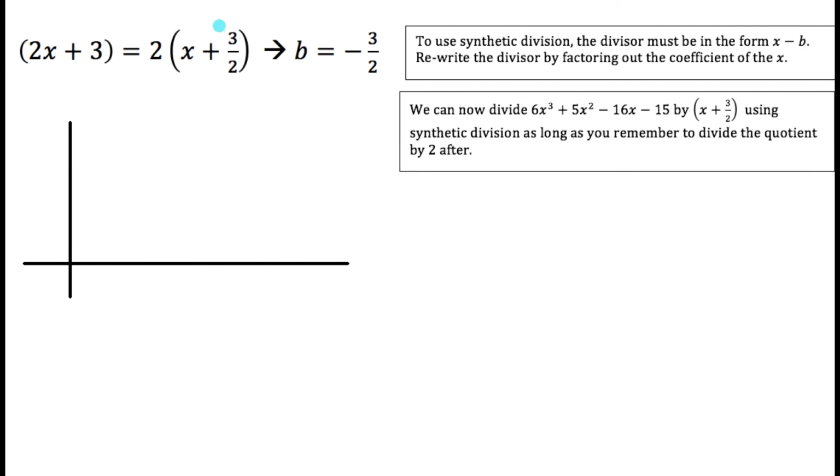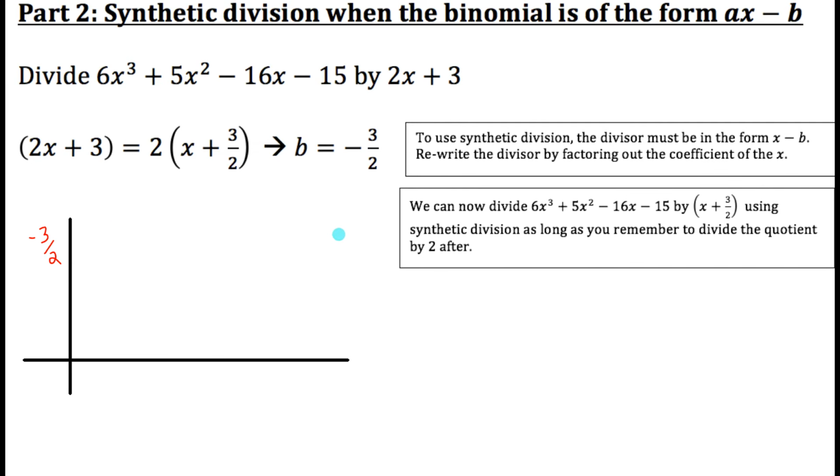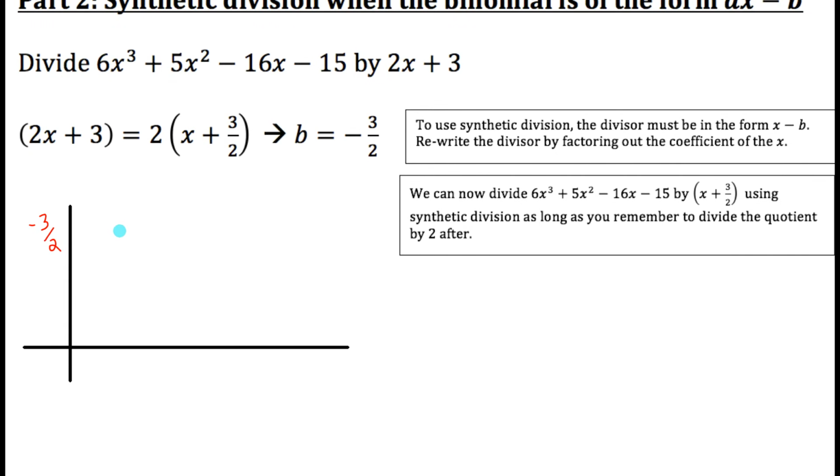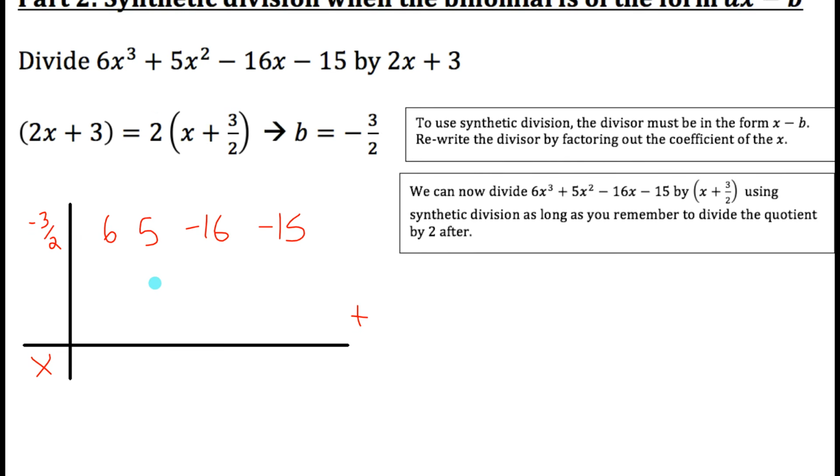We'll start by dividing by x plus 3 over 2. So the 0 of that would be negative 3 over 2. So we would write negative 3 over 2 top left, and the coefficients of the dividend across the top. The dividend has degree 3, 2, 1, and 0. Those are in proper order, no missing terms. So I can write the coefficients 6, 5, negative 16, negative 15 here. I'll put my operator symbols. And then I'll go ahead and do the synthetic division.